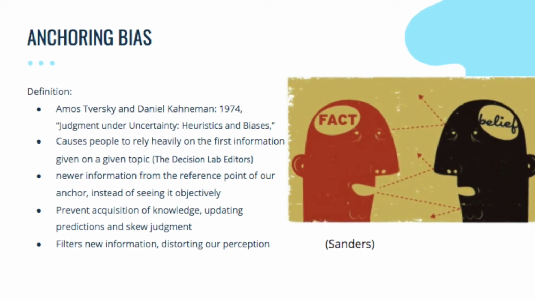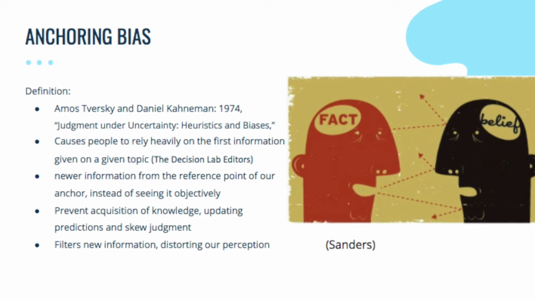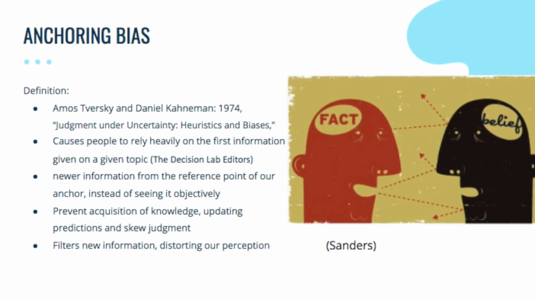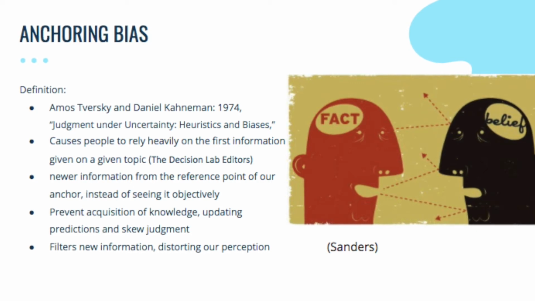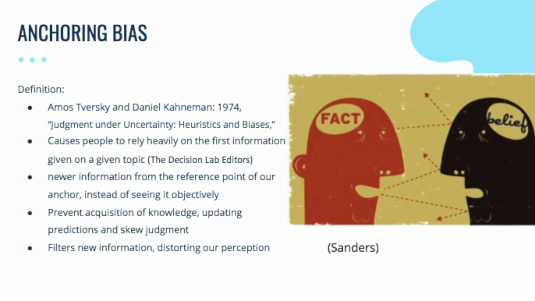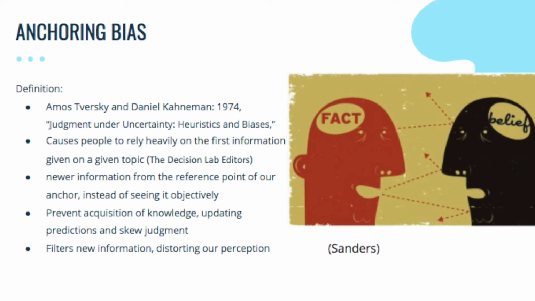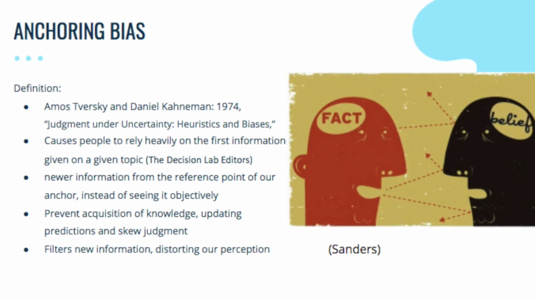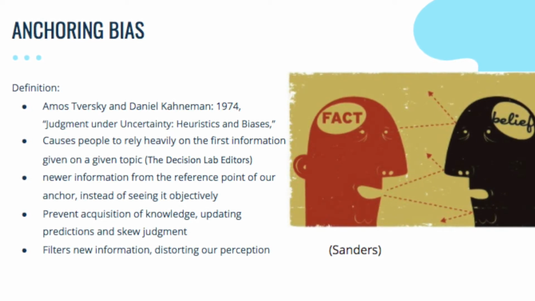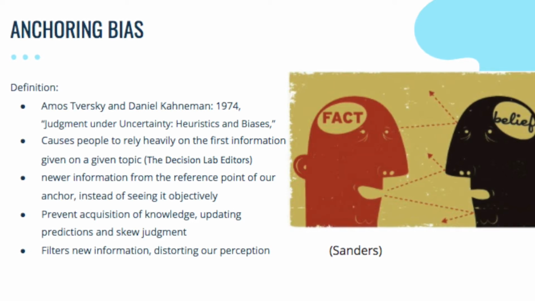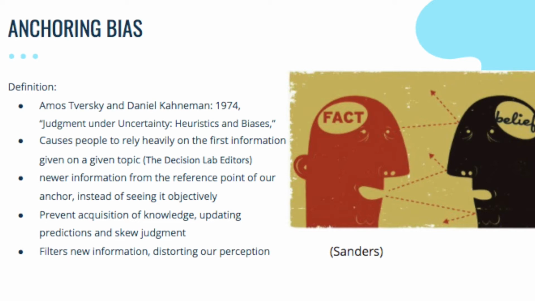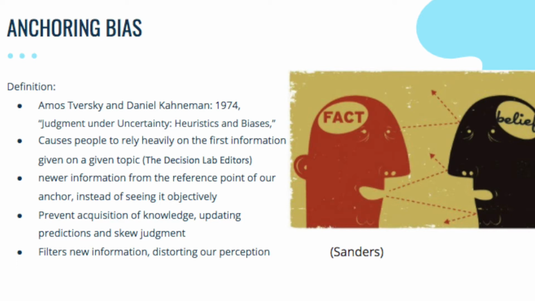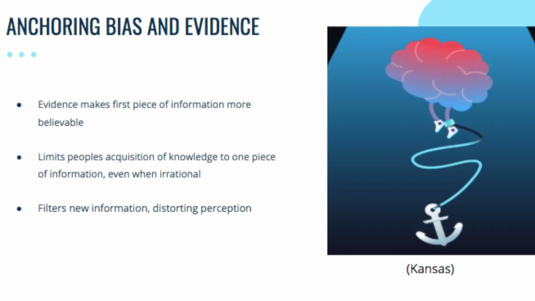When people are setting plans or making estimates about something, they can interpret new information based on their anchor instead of using their information objectively. This anchoring bias can prevent acquisition of knowledge, updating predictions, and can skew judgment towards one's anchor. It will place a filter on new information and will distort people's perspective, since they are mainly focused on their anchor.